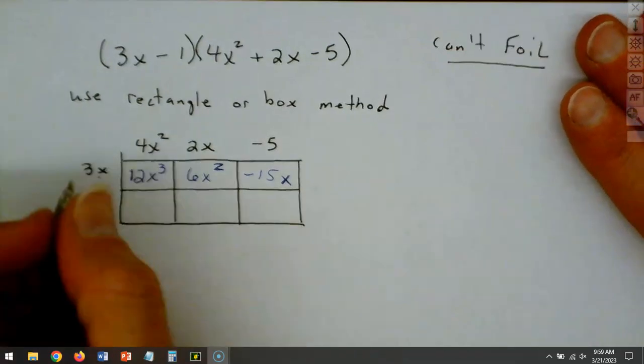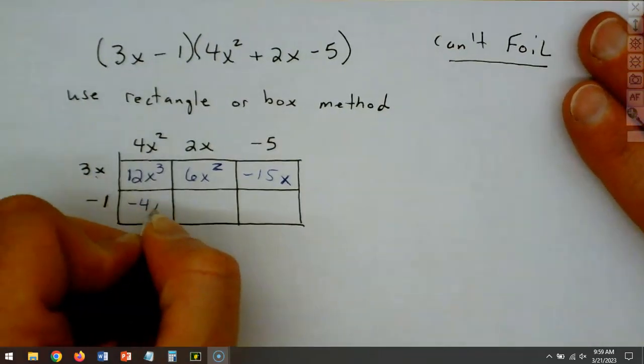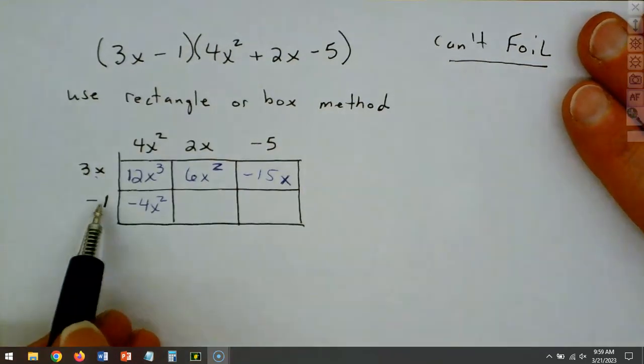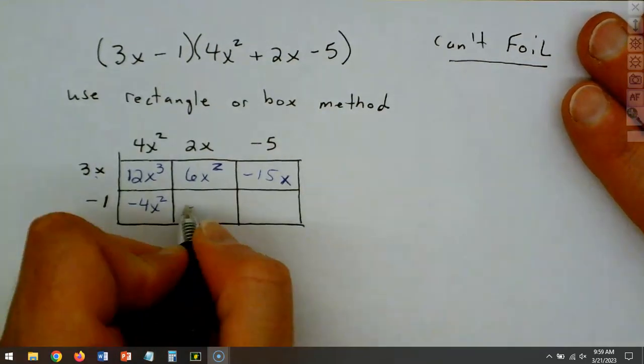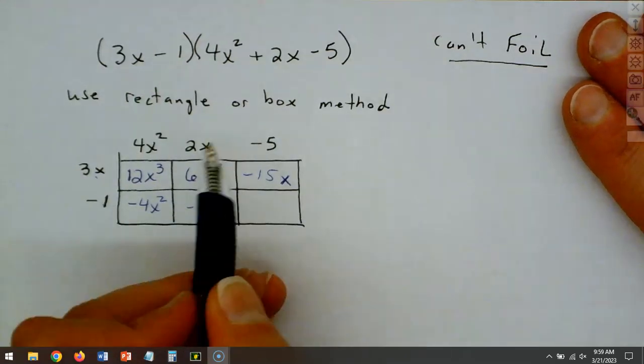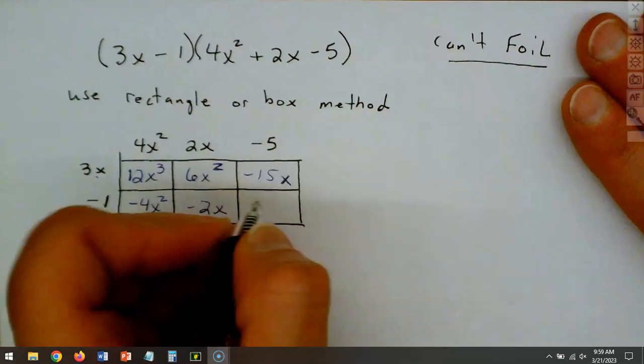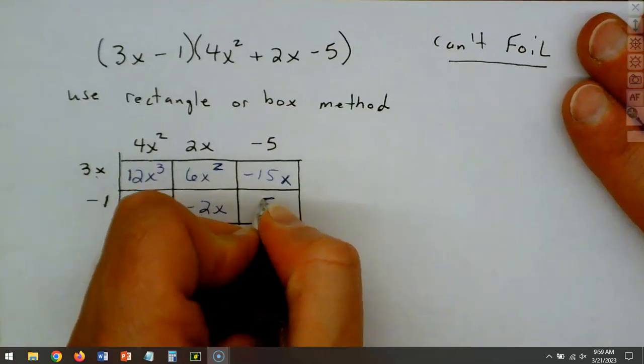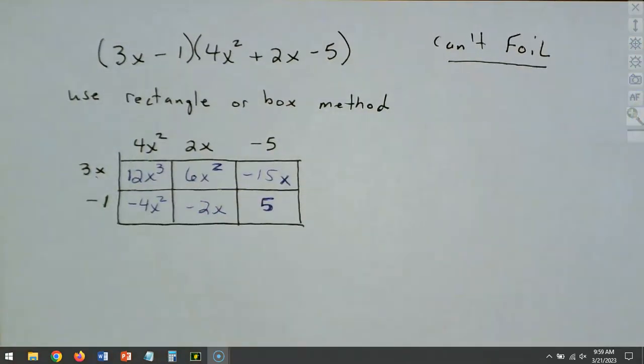Minus 1 times 4x, that makes it a minus 4x squared. Minus 1 times 2x, that makes it a minus 2x. Minus 1 and minus 5, negative and negative makes it a positive 5. Is everyone okay with how I did that? Pretty simple. Now, I like this method because now we just add on the diagonals.